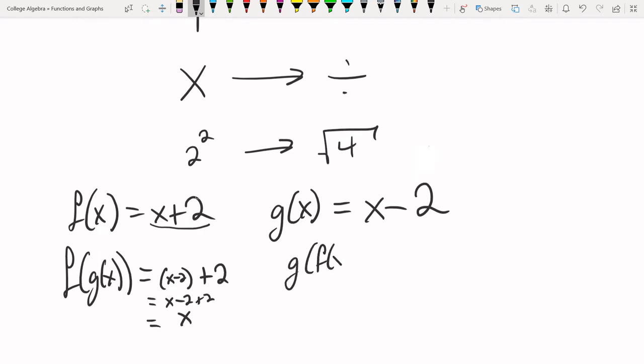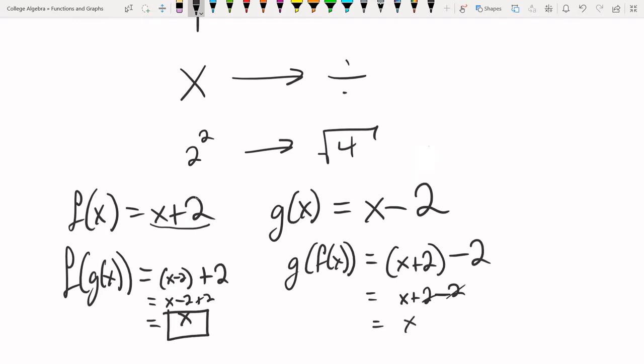And g of f of x equals, plug in f of x into g of x, and we get (x plus 2) minus 2, and those cancel, of course, giving us just x. As long as both of them give us x, they are in fact inverses of each other.